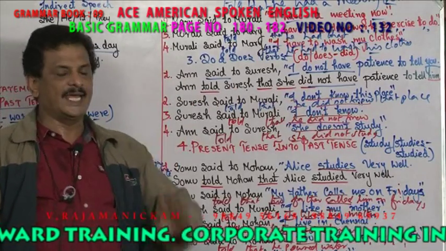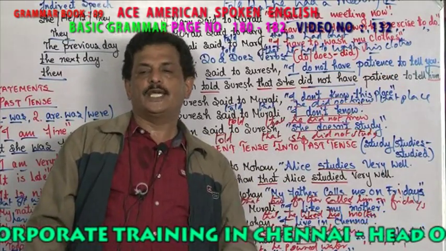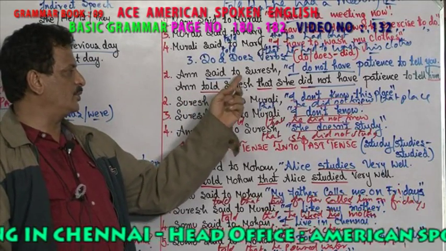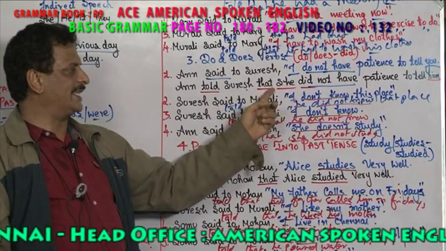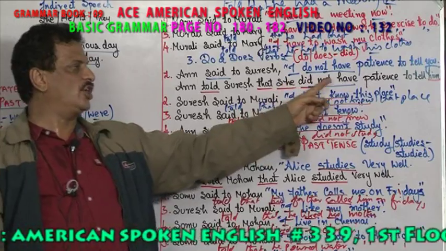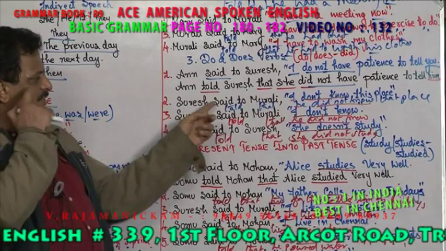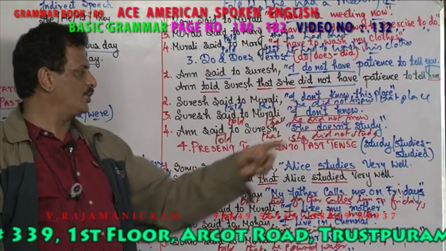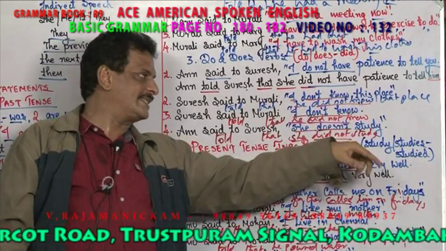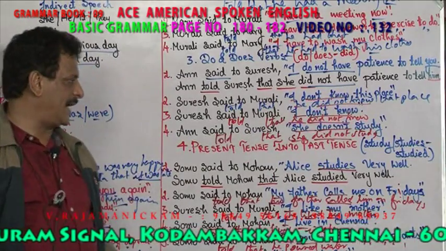Anu said to Suresh, and சுரேஷிடம் கூறினால், I don't have patience to tell you. எனக்கு உன்னிடம் சொல்வதற்கு பொறுமை இல்லை. So said என்பது told என்று மாறிவிட வேண்டும். Said to told Suresh, இணைக்கக்கூடிய வார்த்தை that. I do not have என்பது பெண்ணாக இருக்கிற காரணத்தினால் she did not have patience to tell you என்பது him ஆக மாறிவிடுகிறது. அடுத்து Suresh said to Murali, I don't know this place. Suresh told Murali that he did not know that place. ஆக I do not know this place என்பது he did not know that place; this place என்பது that place ஆக மாறிவிடுகிறது.